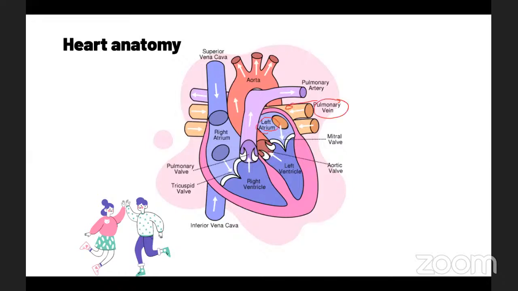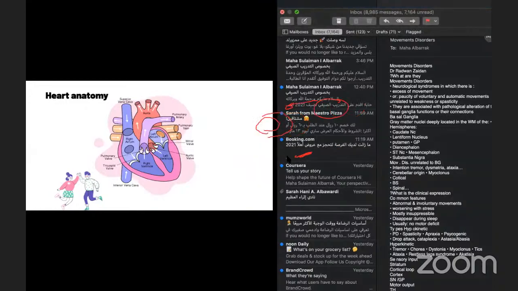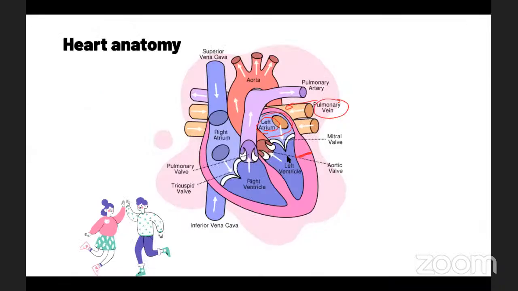And why does the blood go back into the atrium? Look, the ventricles have muscles pushing the blood away, but the atrium doesn't really have that much muscle. So it just takes the blood. It doesn't really do much. Okay. The atrium will receive the blood from the pulmonary vein and then push the blood into the left ventricle through the mitral valve, also known as the bicuspid valve.